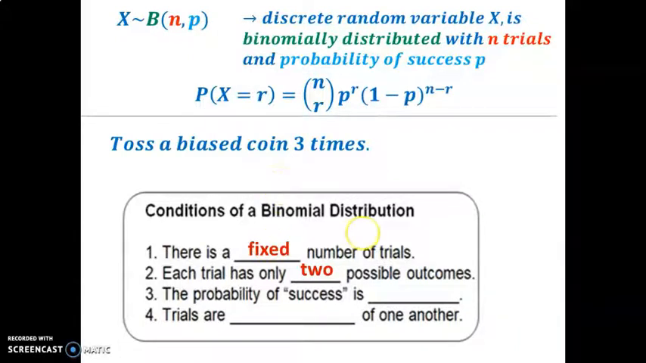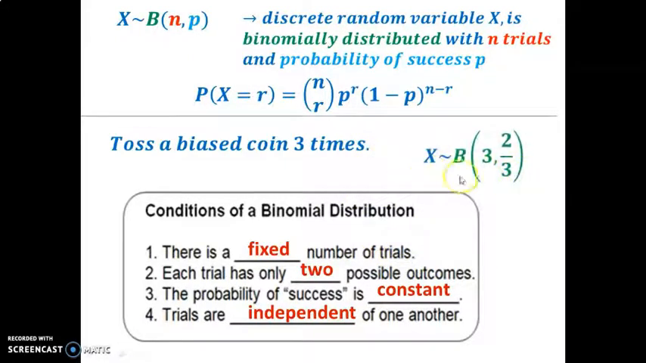Great. Next, the probability of success is constant. In our biased coin case, the probability of success was 2/3, and that remained the same for every trial, so it's constant. Perfect. And number 4, trials are independent of one another. That means the probability does not depend on what happened before, and it doesn't. It was constant throughout. Perfect. So our situation is definitely a binomial distribution. Therefore, we would write it like this.